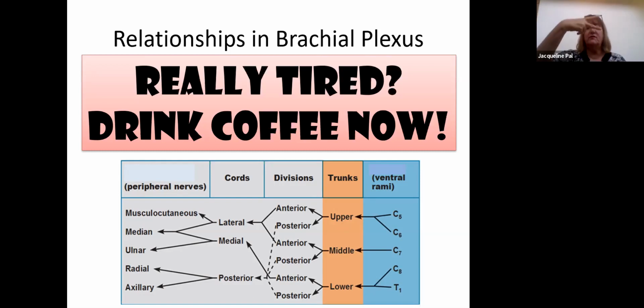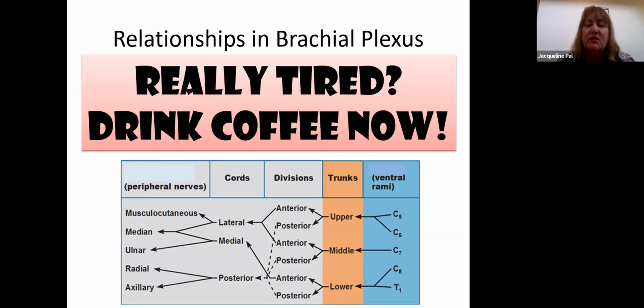Then each of these trunks is going to divide into an anterior and a posterior division. The D is for division. So we've gone from 5 rami to 3 trunks, and now we have 6 divisions. It's kind of cool what happens here. All 3 of the posterior divisions are going to merge together and form one structure. The more superior 2 anterior divisions are going to join together, and the lowest anterior division is going to stay by itself. And those are going to form what we call cords.